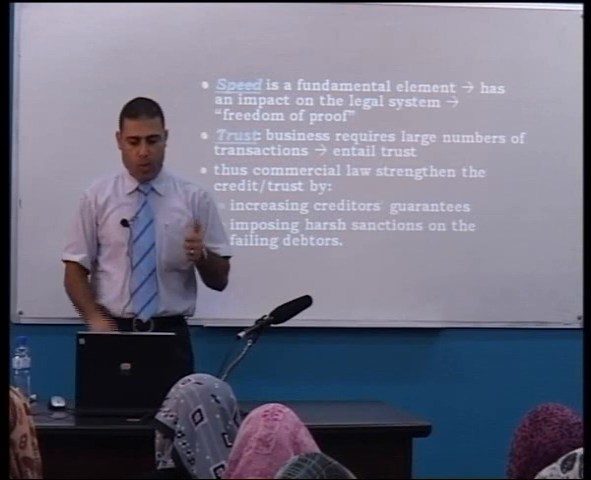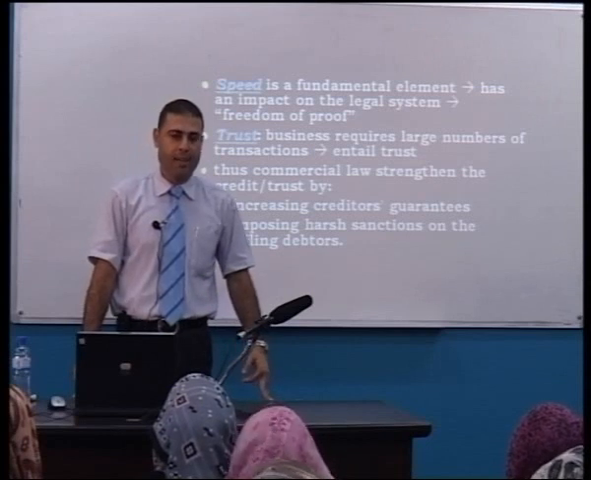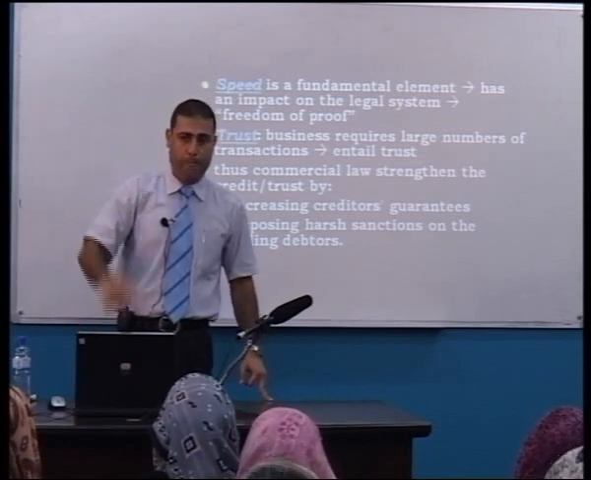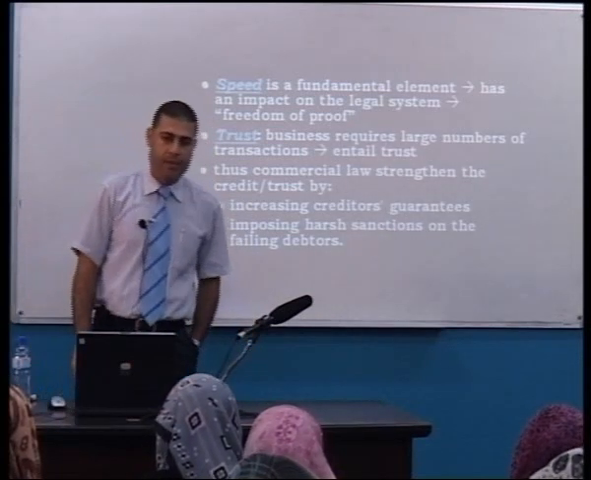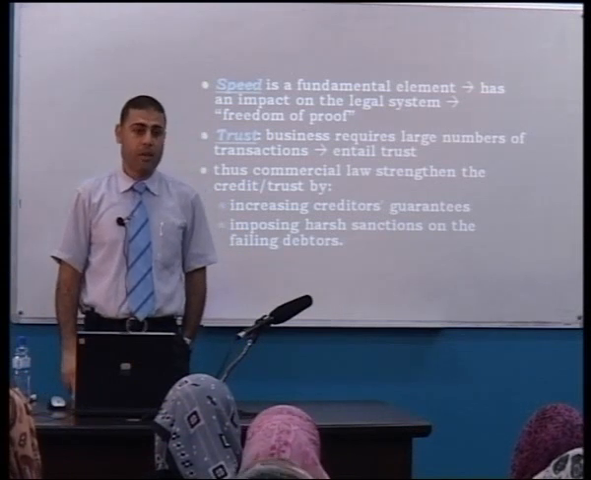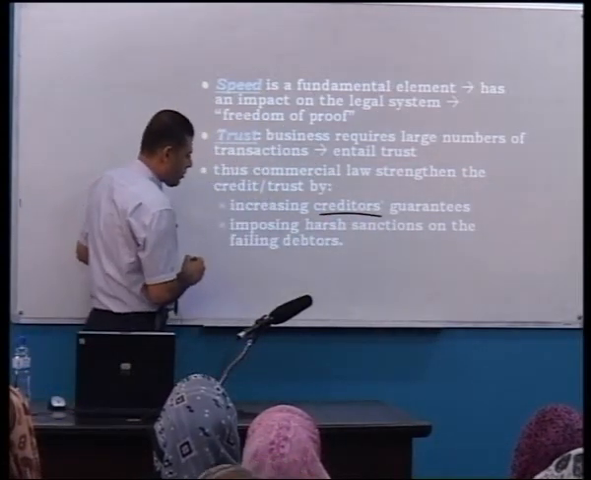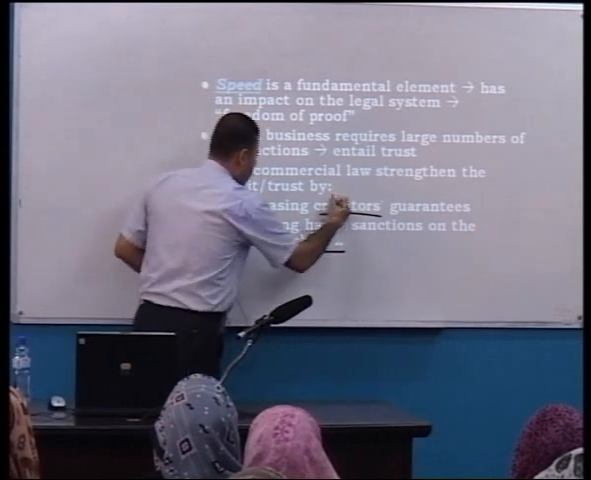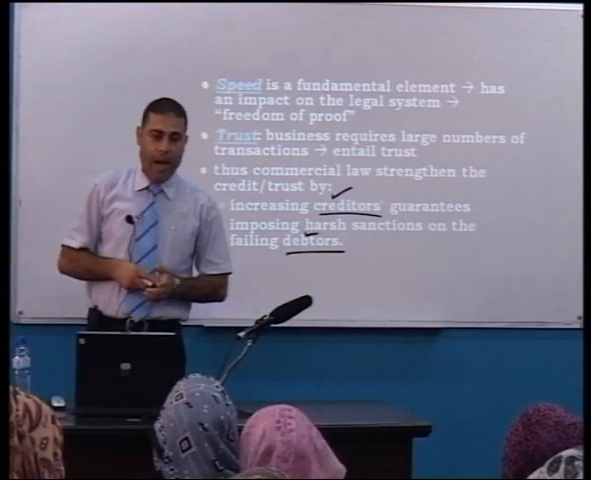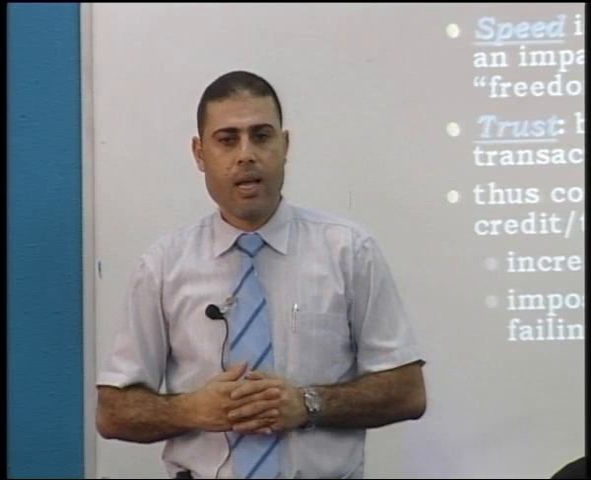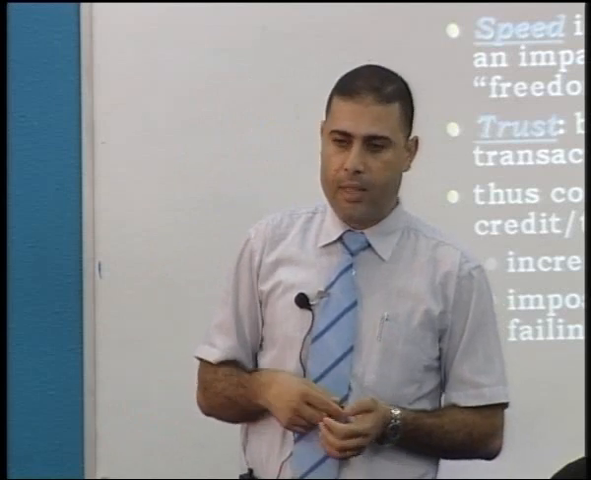Guaranteed by law. So what's happening here is commercial law would strengthen the credit and the trust by two main points. Number one, we strengthen it by increasing the creditor's guarantees. ضمانات الدائن بنزيدها. Creditors. Guarantees. We look at two: number one, the creditor; number two, the debtor. We have to increase creditors' guarantees, and at the same time, impose harsh sanctions, harsh punishment, on the failing debtors.